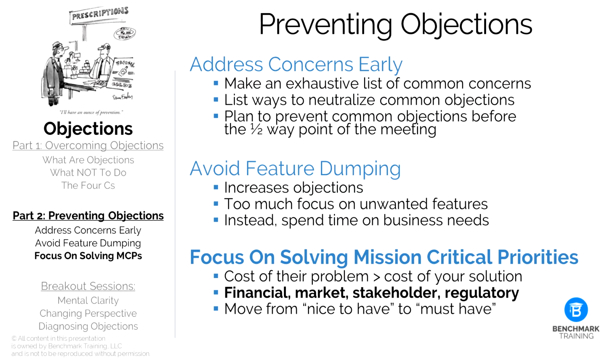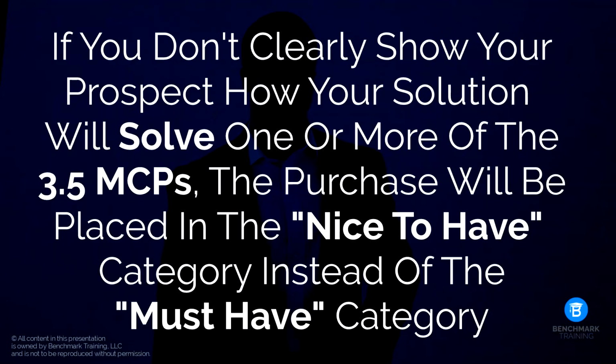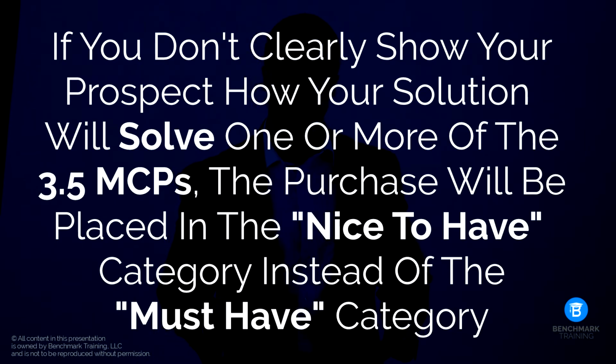Reflect back on our mission critical priority conversation, and you'll recall that you must clearly show that your solution is going to help solve at least one of the 3.5 critical business problems that all companies have: financial goals, market share goals, and stakeholder satisfaction goals. Oh, that's right. And don't forget regulatory priorities as well. If you fail to address one of these 3.5 critical priorities, your solution will be put in the nice to have category instead of the have to have category.